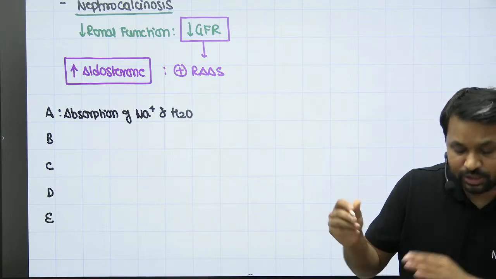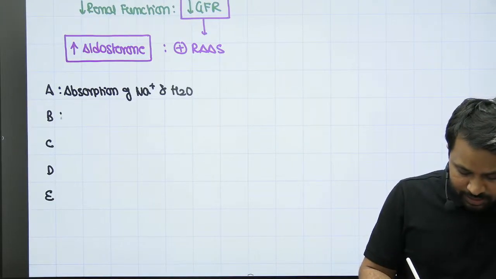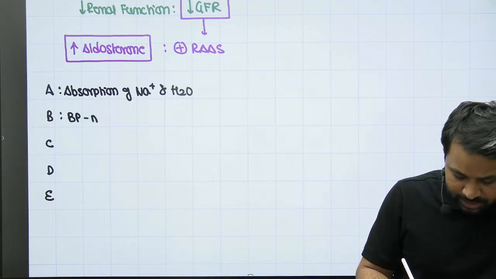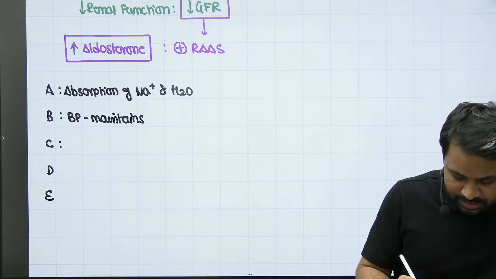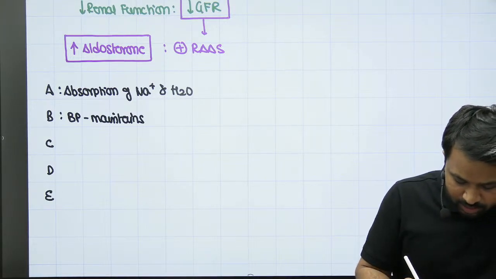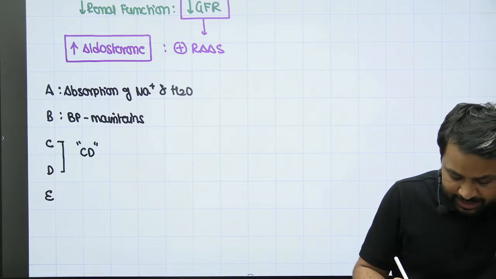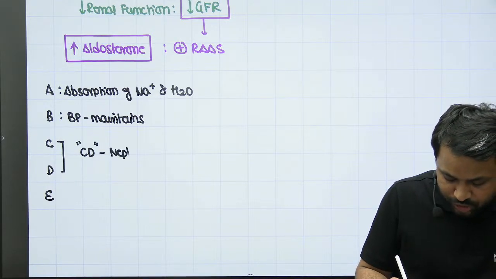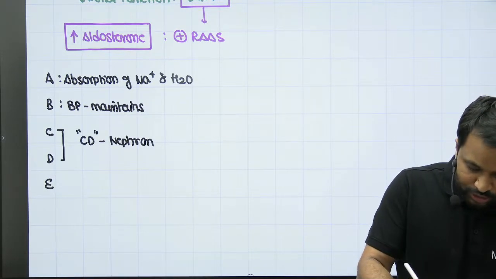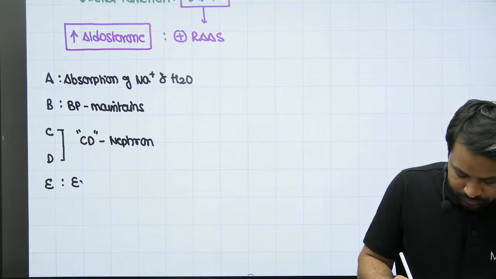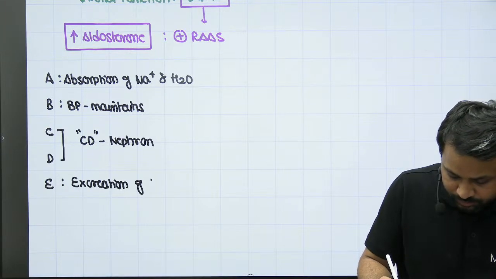So whenever there is low sodium, again the RAS system is going to kick in and try to help you. B stands for blood pressure maintenance. C and D, that is the collecting duct on which the aldosterone is going to act. The collecting duct is the site of the nephron on which aldosterone acts, and E stands for excretion of potassium.